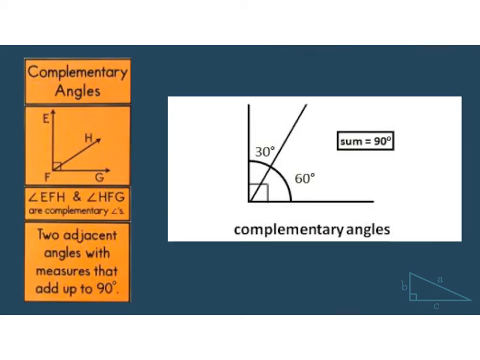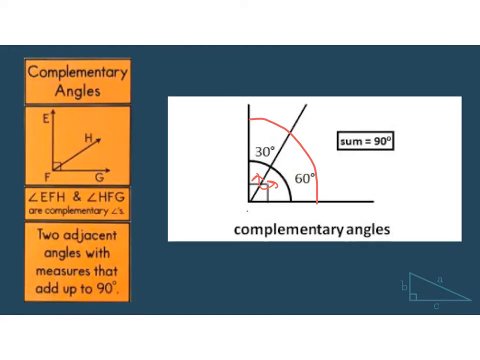All right, fourth graders, today we will be focusing on complementary and supplementary angles. So first we're going to talk about complementary angles. Complementary angles are two adjacent angles, so that means they're right next to each other, that add up to 90. So their sum, the two numbers added together, equals 90.